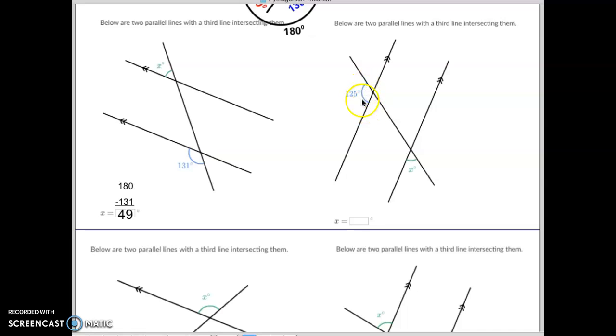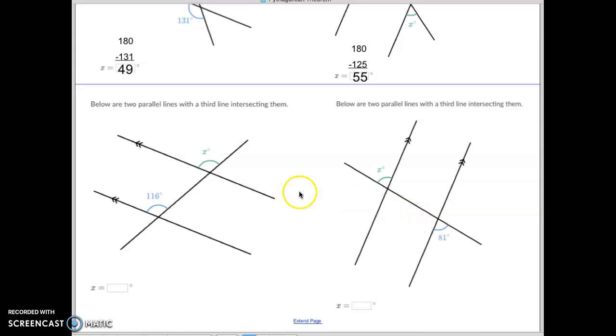Okay, next one. This big angle is 125. This big angle right here would also be 125. To solve for the small one, we do 180 minus 125, and that equals 55 degrees. Yes, that easy.